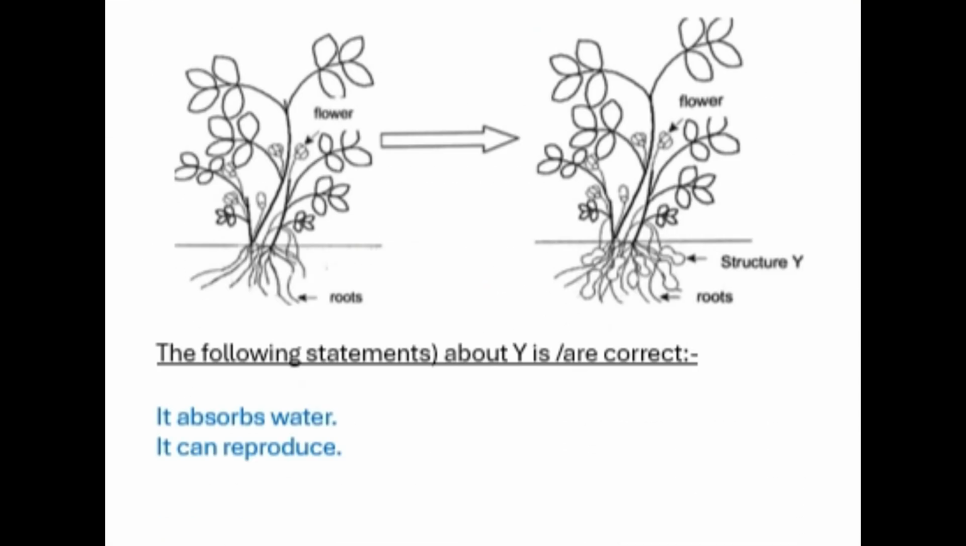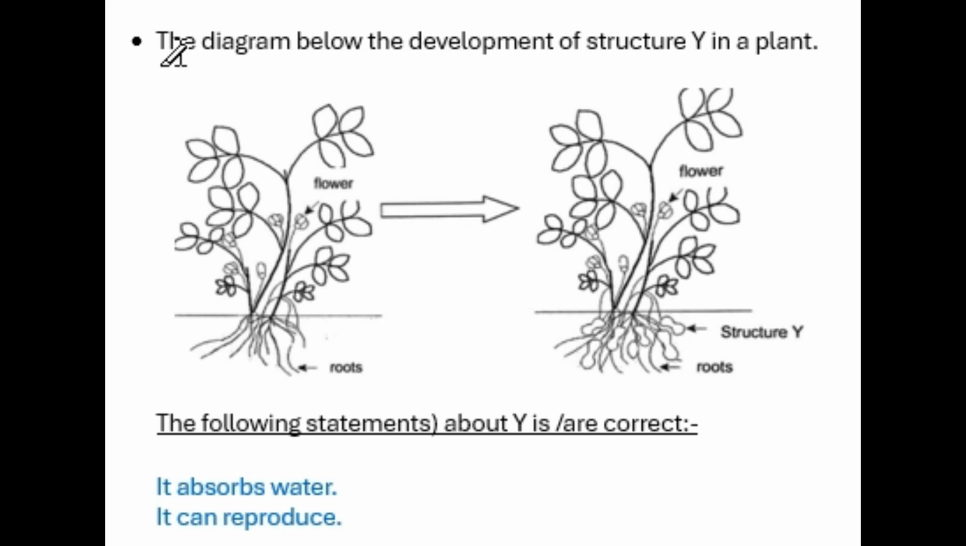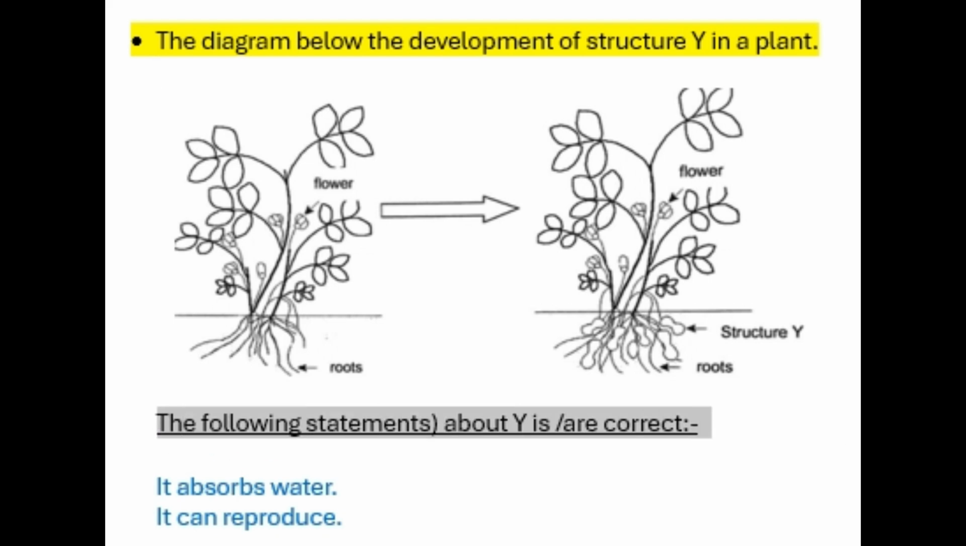The diagram below shows the development of structure Y in a plant. The following statements about Y are correct. It absorbs water. It can reproduce.